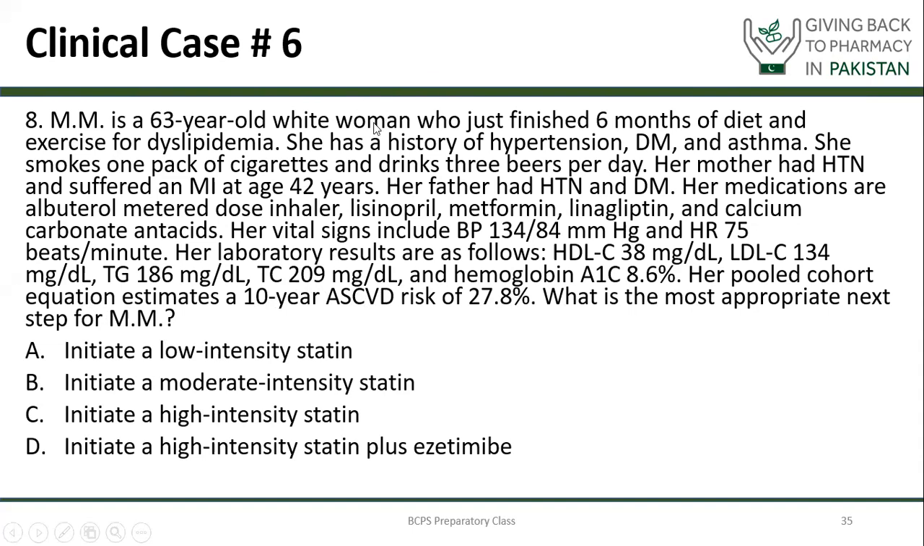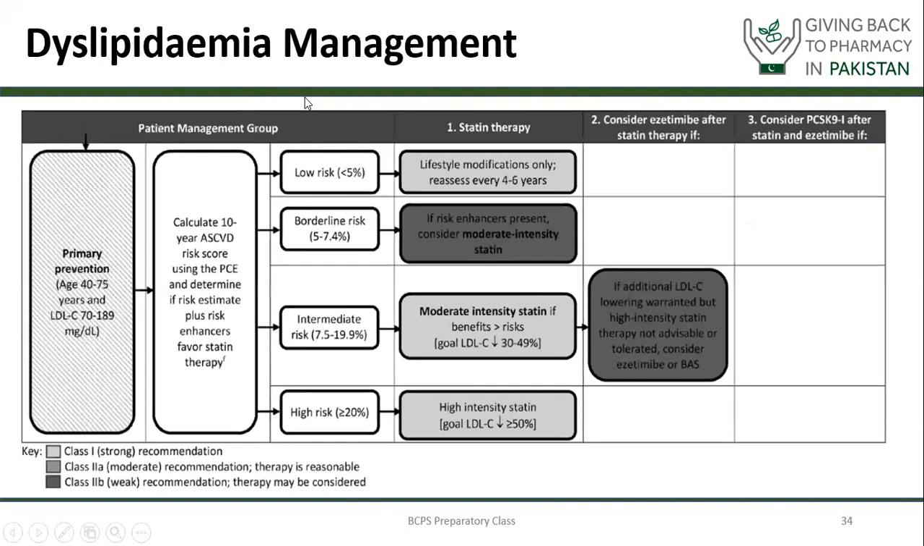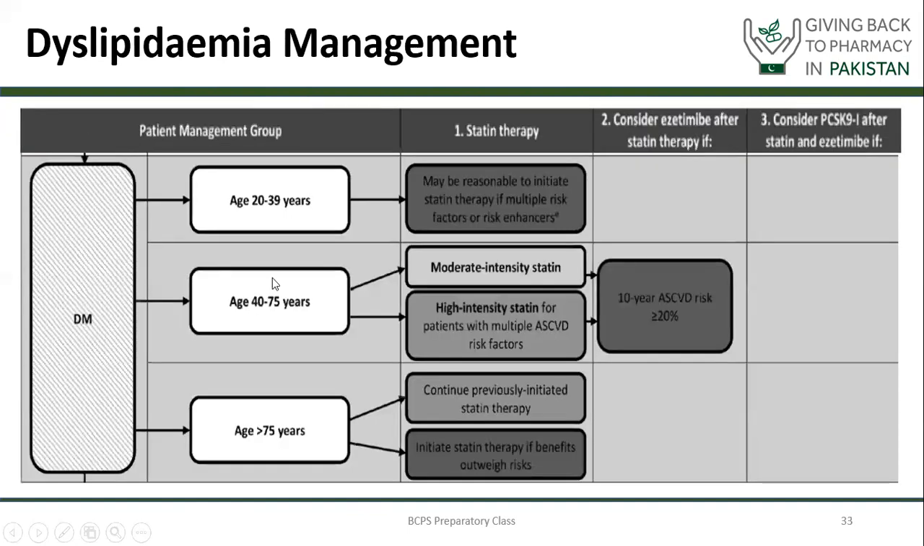So first of all, this patient has diabetes mellitus, will go in this. And with this, the patient's ASCVD score is 27.8, means it's a very high score. In this whole long question, the concerned information is very limited. Like the patient has diabetes mellitus, age is 63, and ASCVD score is 27.8. So we will go directly to diabetes mellitus, age is in this group, and patient with multiple ASCVD risk factors.